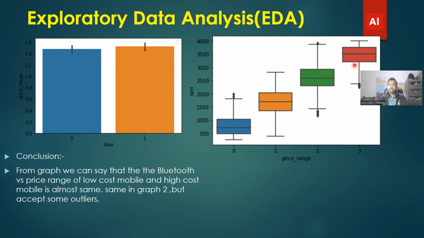And for the very high cost phone, the RAM is very high, 3200 to approximately 3700. This one is the outliers, so we can neglect the outliers because it's very high. Most of the phones lie between 500 to 1000, so we can neglect the outliers, which are very low in number.